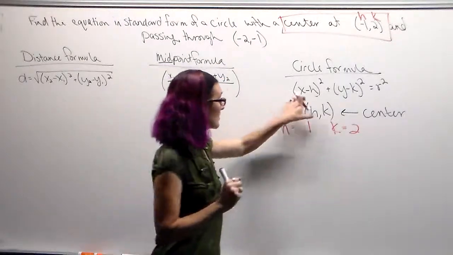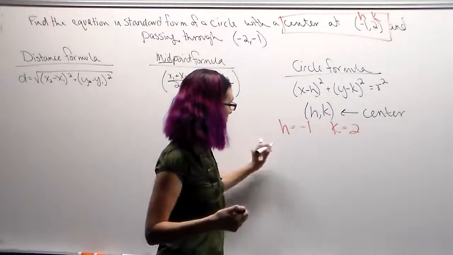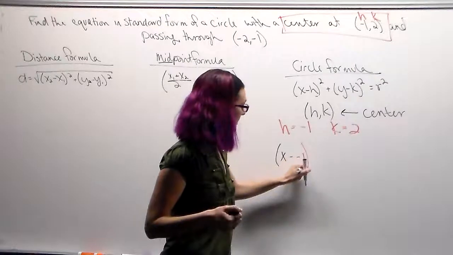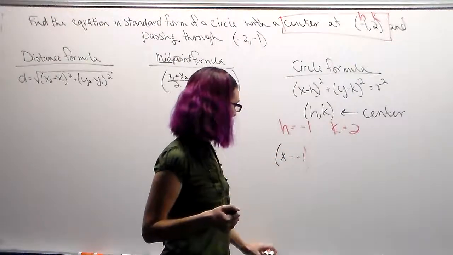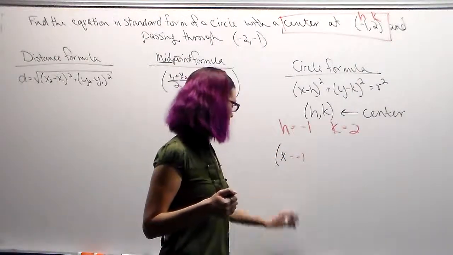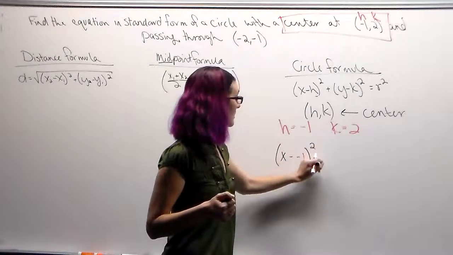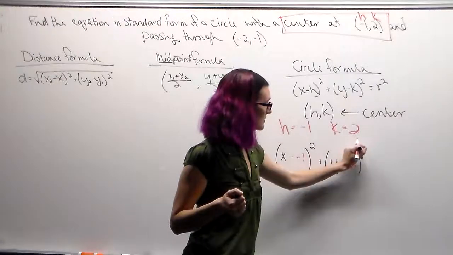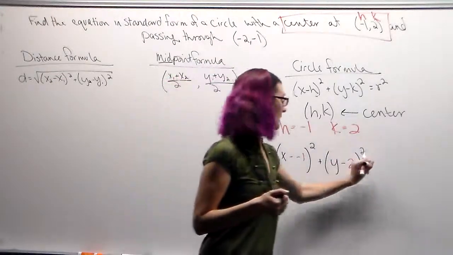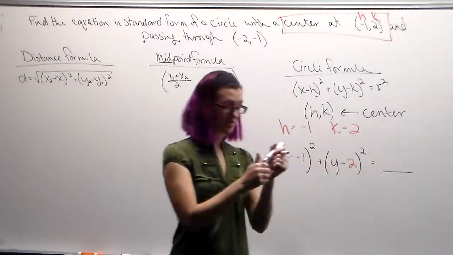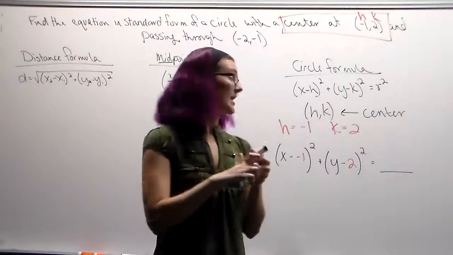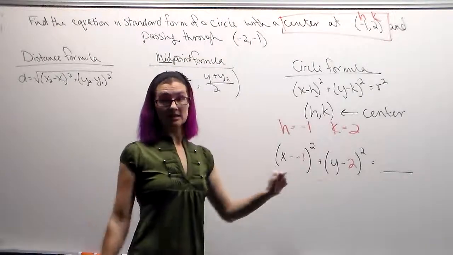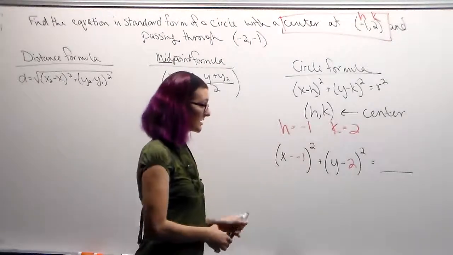So we could already plug that part of it into our circle formula if we wanted. We'd have x minus a -1 squared plus y minus 2 squared. And we need that to be equal to whatever our radius squared is. So our next step is to find the radius. We have half of our formula already done. All we're missing is the radius.